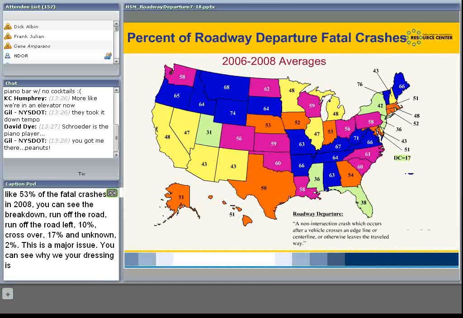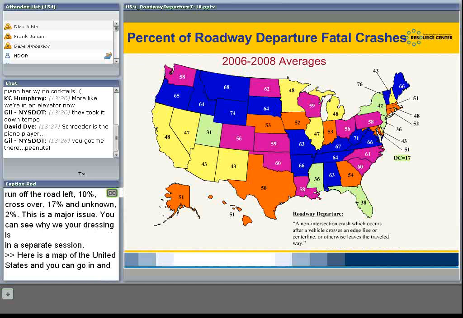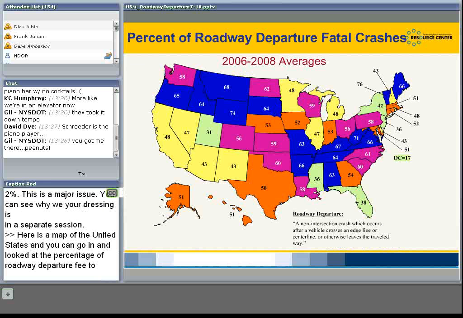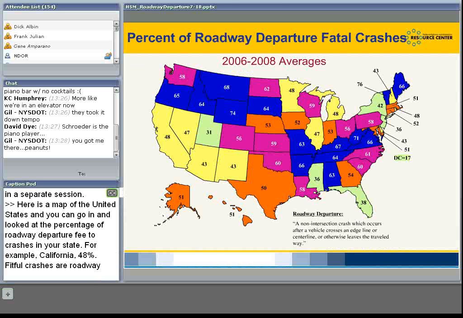Here's a map of the United States. It basically shows you, so you can go in and look at the percentage of roadway departure fatal crashes in your state. For example, California, 48% of their fatal crashes are roadway departure crashes. You can see every state has a breakdown.